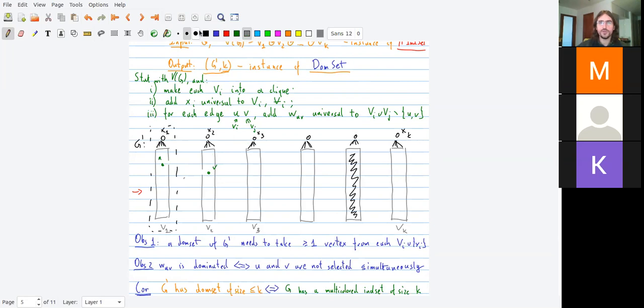I will add a new vertex, call it W_UV. This is a vertex that is defined for the edge UV. And this vertex is incident to everybody from V1 apart from U, and everybody from V2 apart from V. So there is a non-edge here and a non-edge here. And this I do for every edge. So for every pair i, j of different parts and for every edge between Vi and Vj, I make such a vertex with the corresponding adjacencies.